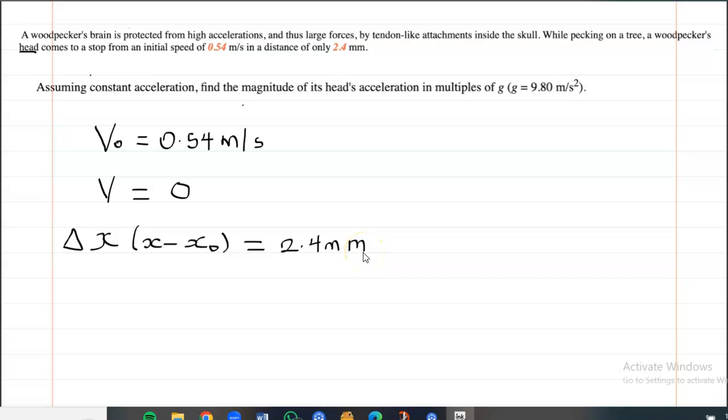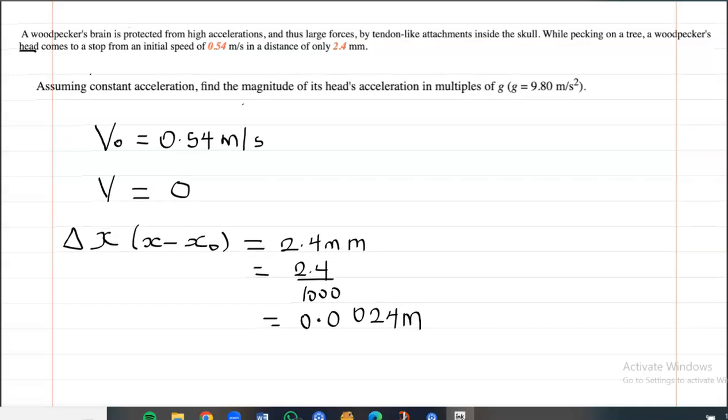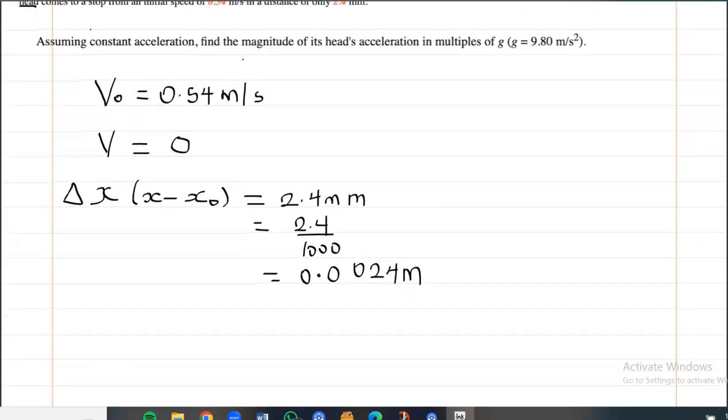Now, of course, we're looking at it, we can't work with this. Velocity is in meter per second, distance in millimeter, so we have to convert this. So this would be equal to 2.4 divided by 1000, right, which is equal to 0.0024. So we have defined our parameters here. Okay, let's look at what they need from us here.